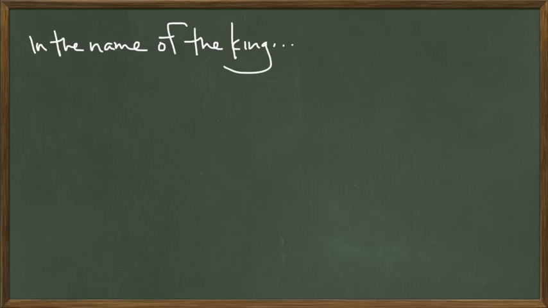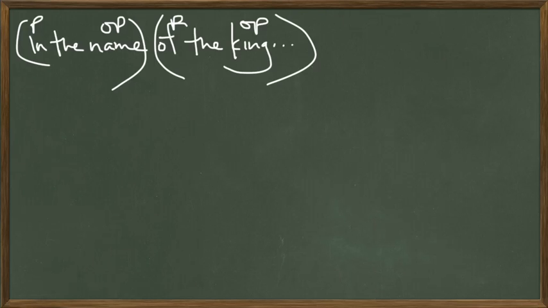Here we have the first one, in the name of the king. We can't diagram it because we don't have a subject and a verb, so let's just parse it. In is a preposition. In what? In the name, object of the preposition. Of is a preposition, of king, which is the object of the preposition. In the name is in the ablative case because of the preposition in. Of the king is in the genitive case because of the preposition of.